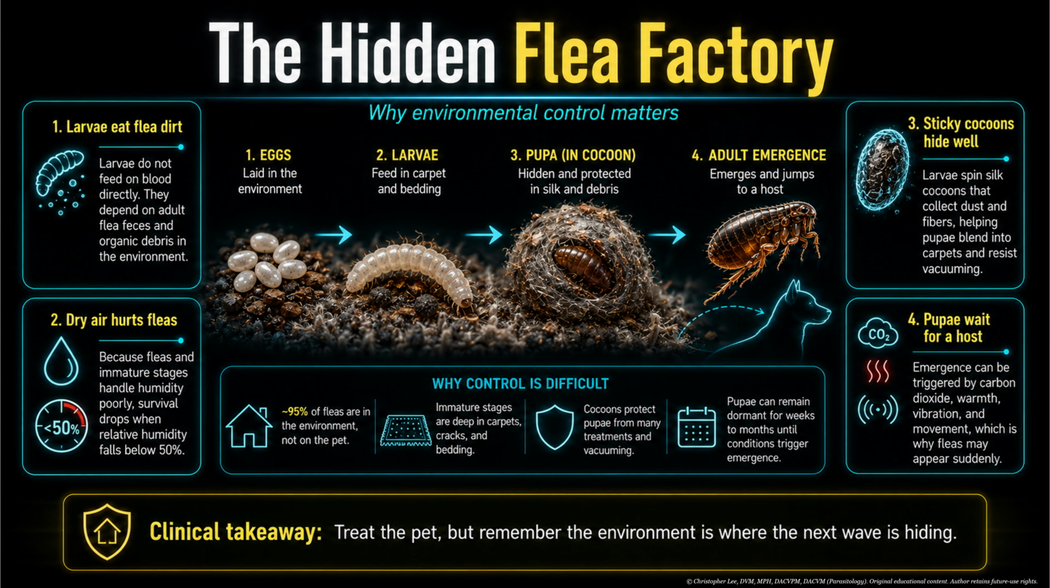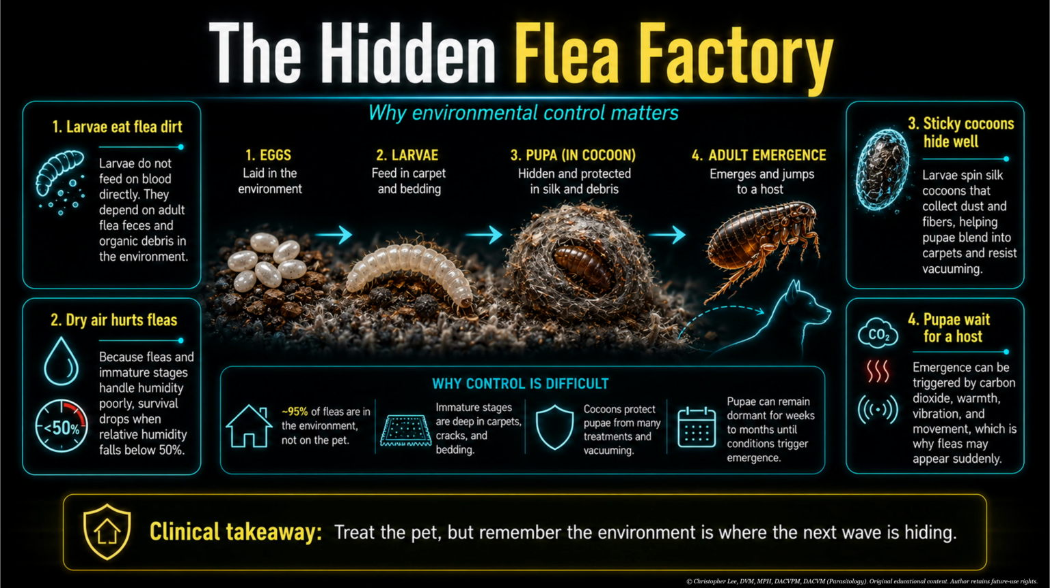When ready for their next stage, the larvae spin sticky silk cocoons that collect dust, hair, and carpet fibers. This camouflage helps protect the developing pupa and makes those cocoons very difficult to remove by vacuuming. That camouflage also helps protect them from one of their biggest predators, ants. To provide additional protection, their silk is even an ant repellent.